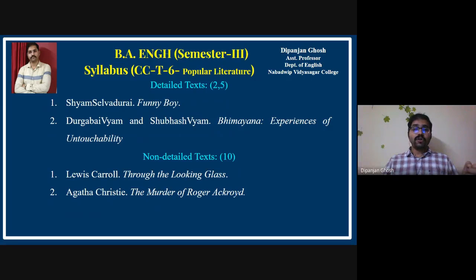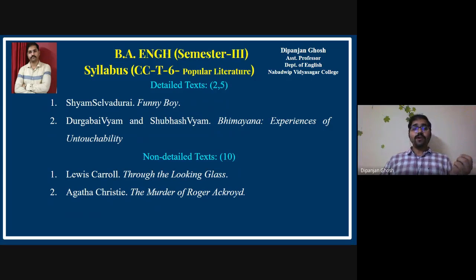So it is also a detailed text, as you can see. So the 2 marks and 5 marks questions will come from this particular section. So what I'm suggesting is to just buy the books, that is Funny Boy and Bhimayana. Okay, and you cannot get ample provisions of different editions of the text. There is a single edition. So ultimately buy the texts and go through them in detail. Okay, it will be very helpful for you, and it will obviously be very interesting for you. So these are the 2 texts that are considered as the detailed texts here.